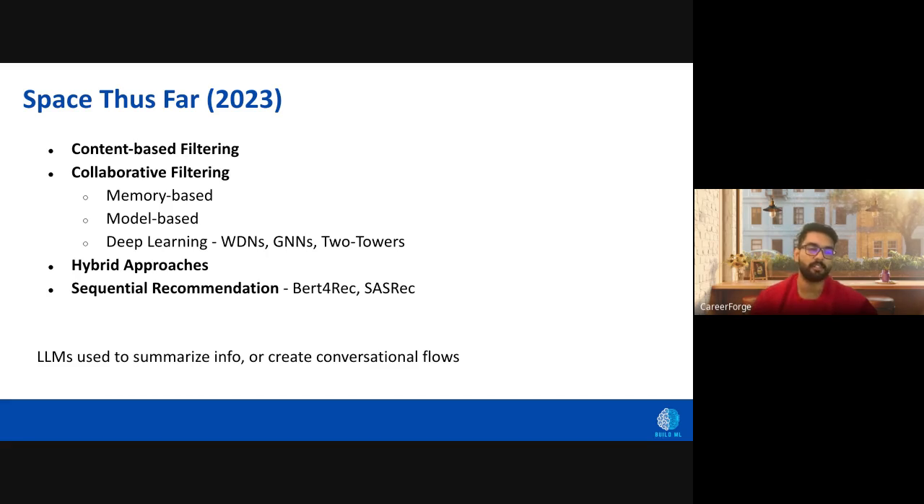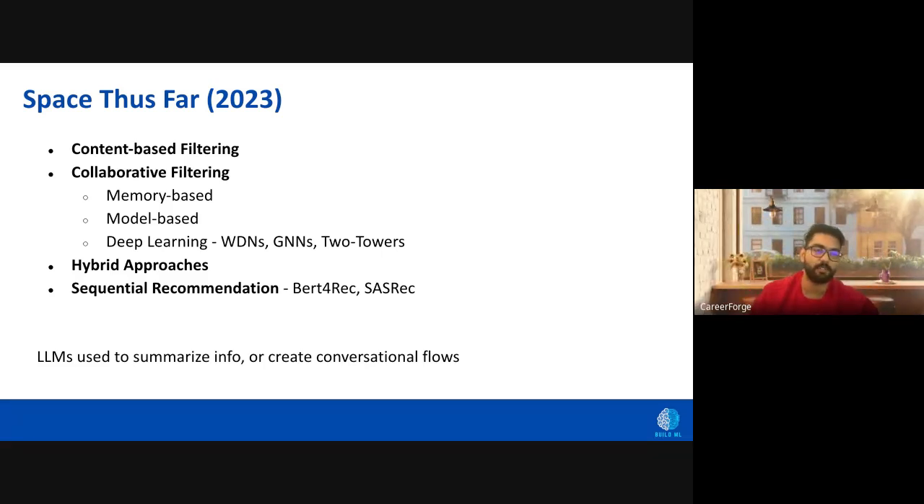Then comes two towers. This is probably one of the most popular architectures in recommender systems, essentially building one tower for a user, one tower for an item, getting the user embedding, getting the item embedding, and trying to combine both. So these are some common methods in collaborative filtering. And hybrid methods is nothing but combining content and collaborative filtering. So it's good to keep these three buckets in your head.